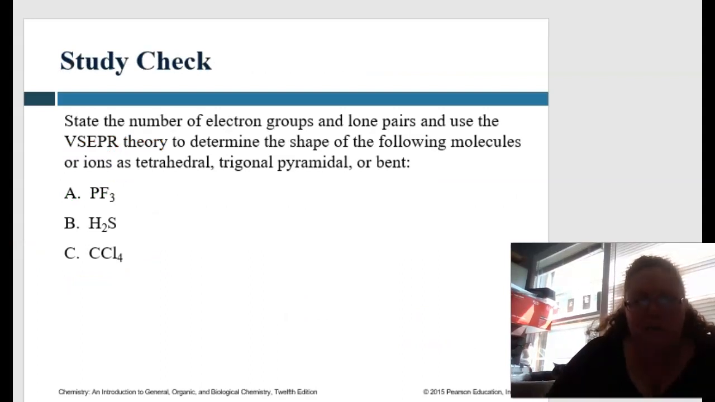So let's apply. State the number of electron groups and lone pairs and use the VSEPR theory to determine the shape of the following molecules or ions as tetrahedral, trigonal pyramidal, or bent. All right, so pause me and come back.